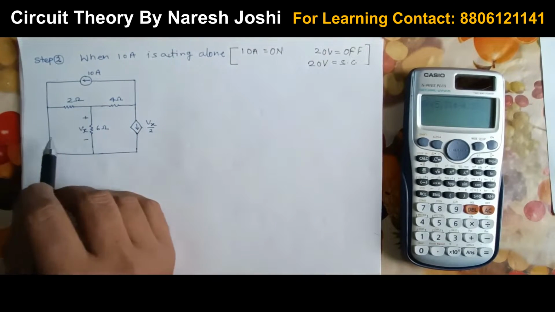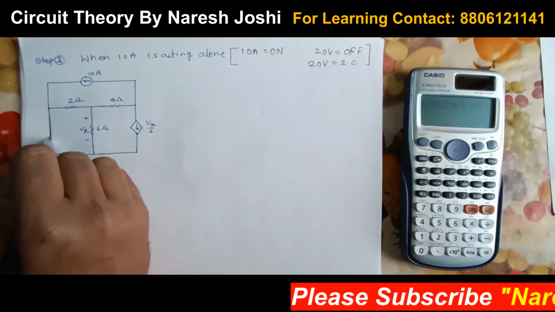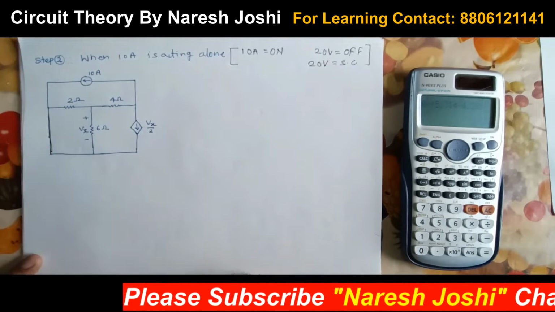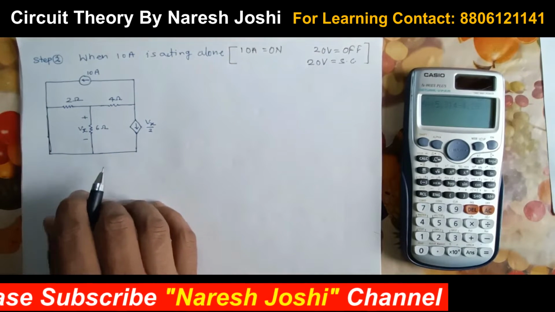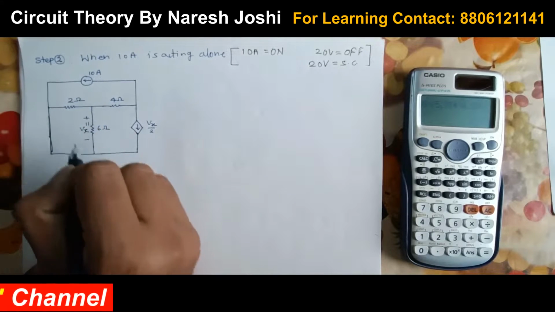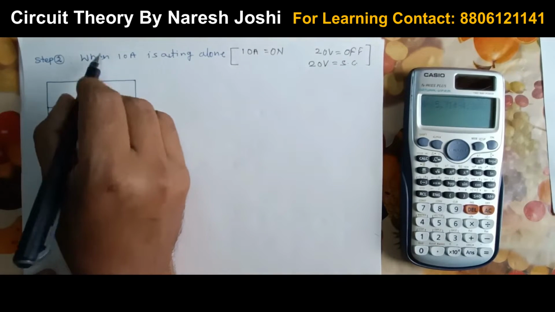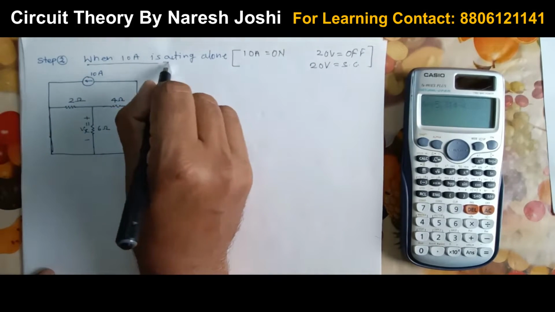So here you can see what we have done. Here we have considered this as the short circuit. The voltage source is turned off, so it has been short circuited over here. Clear? Now next we have to find out Vx double dash, because we have considered when the 10 ampere source is acting alone.